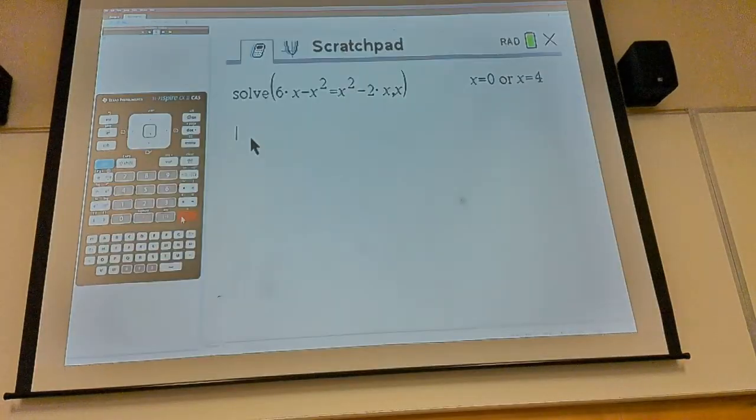I'm not sure if solve will actually give you complex solutions or not. Try x squared plus 2. I'm not sure if it will. I know CSolve does.